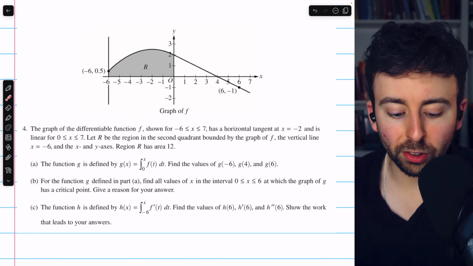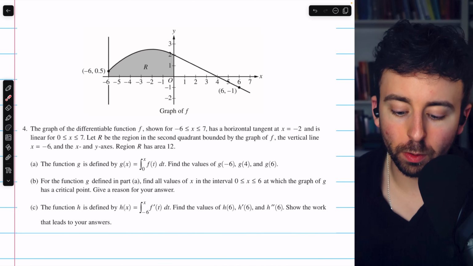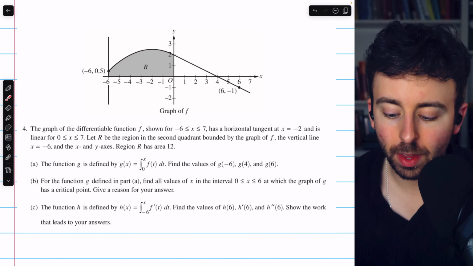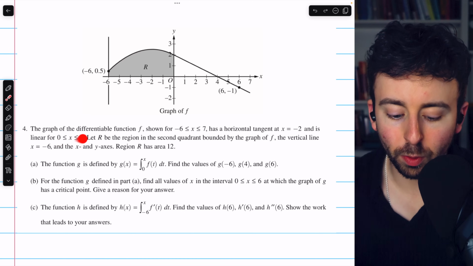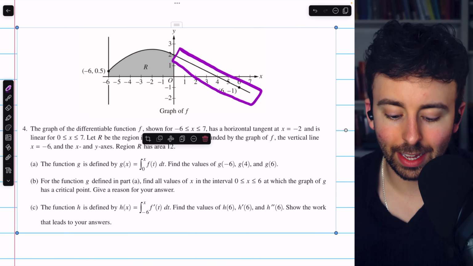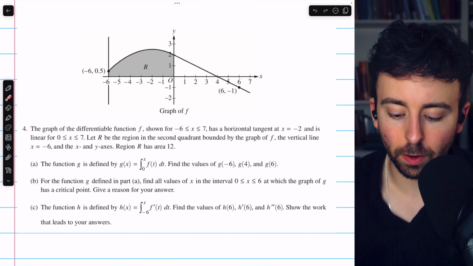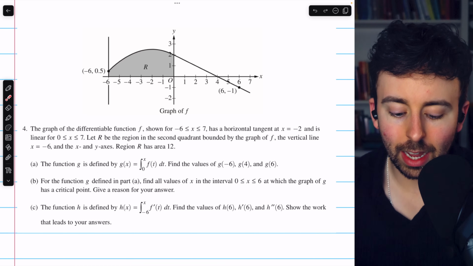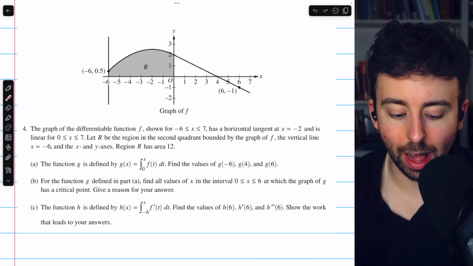Moving on now to question 4. The graph of the differentiable function f shown for x between -6 and 7 has a horizontal tangent at x equals -2, which we can kind of see there, and is linear for x between 0 and 7. So that's over here. It looks linear, and in fact it is. Let R be the region in the second quadrant over here, bounded by the graph of f, the vertical line x equals -6, and the x and y axes. This region R has an area of 12.